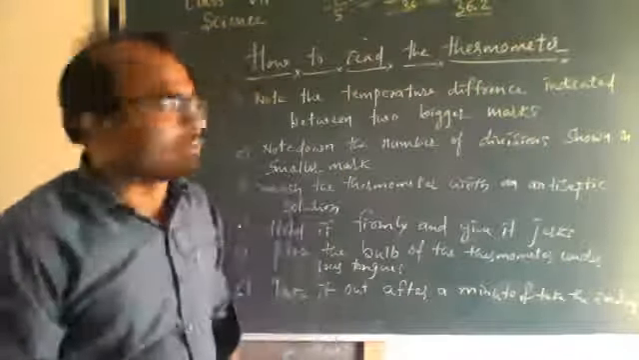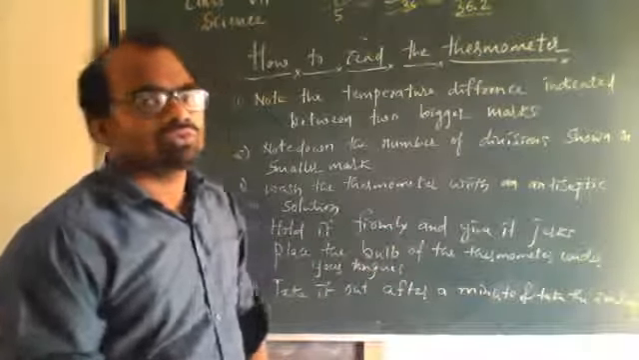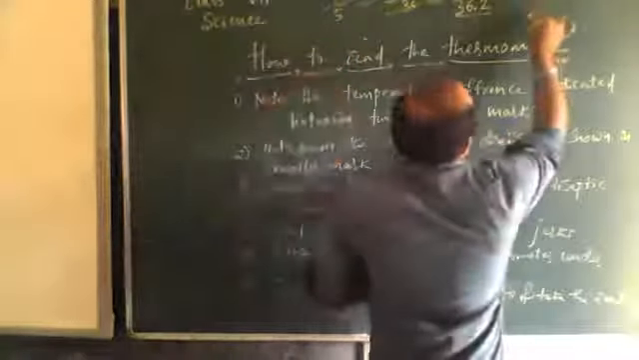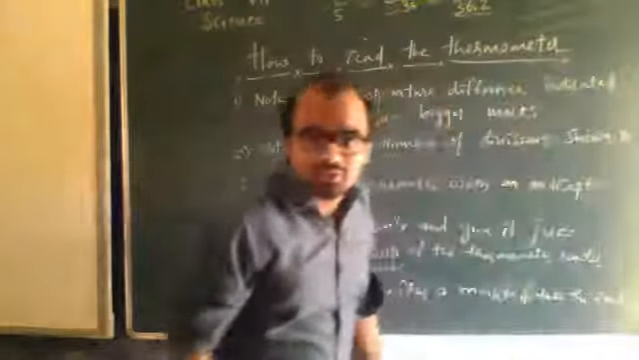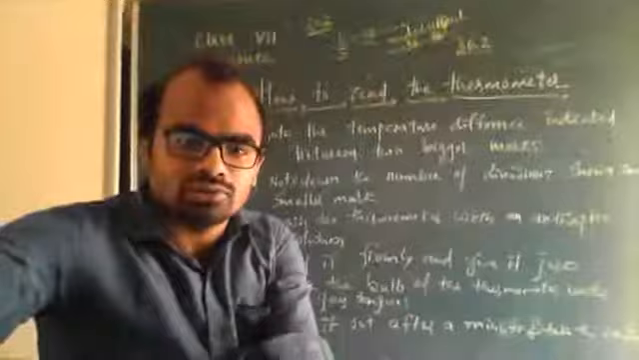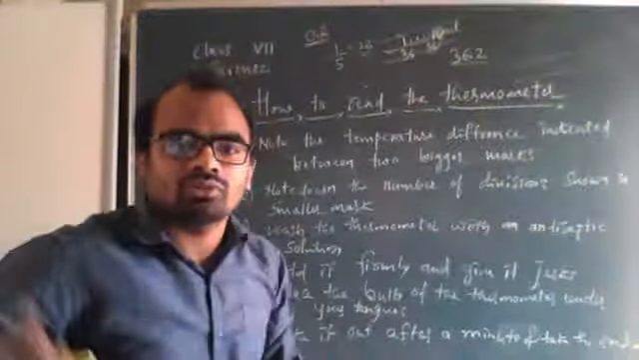I hope you are getting my point. So then it became 36.2. So you are not able to see the diagram. Okay, I will draw the diagram here. Okay, I hope you can see now. Yeah, a little bit, but let me show you. Yes, okay, fine now.